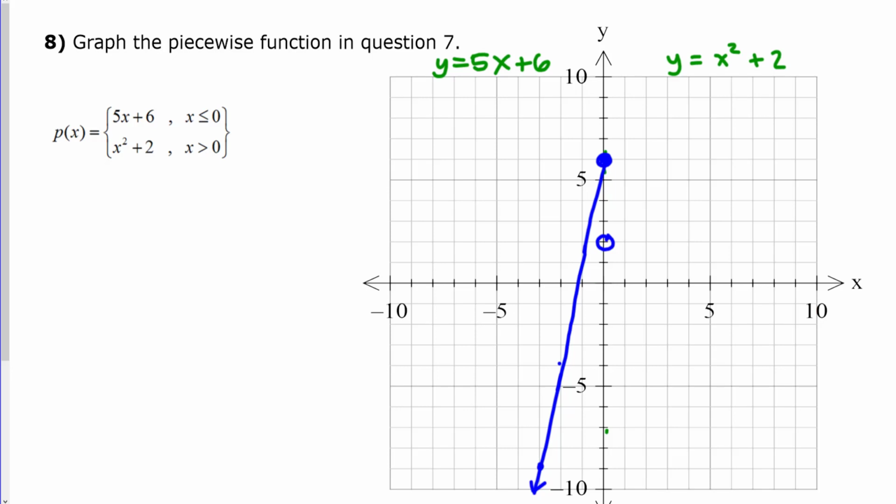And you know, I could just grab a couple more points, but it really doesn't matter how accurate you're being over here, just as long as it's known that you're drawing a parabola. That's all there is to it. Just graph one function on one side of the boundary, the other function on the other side of the boundary.